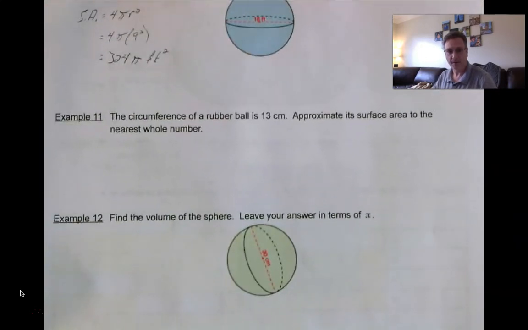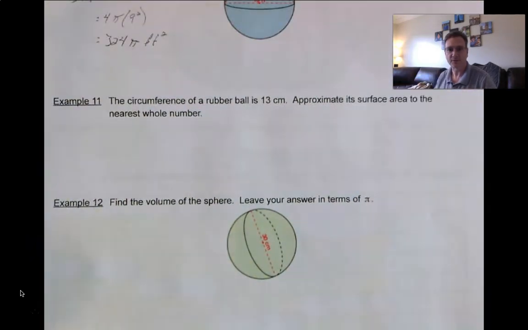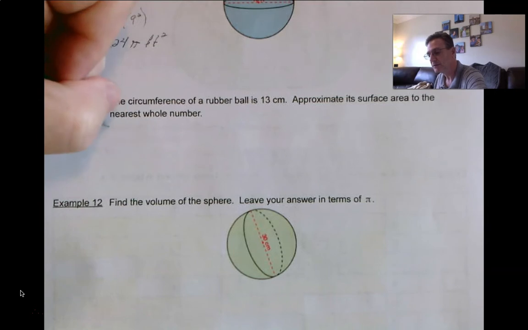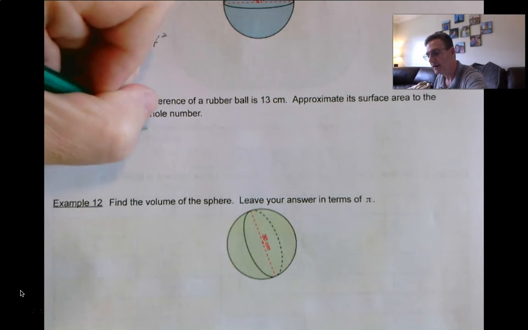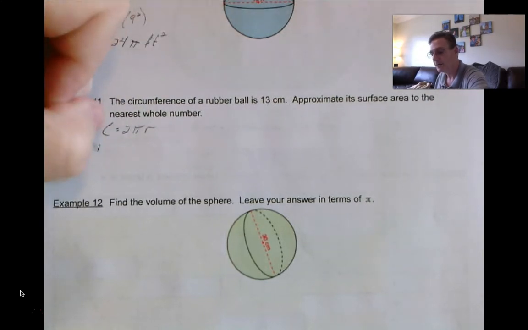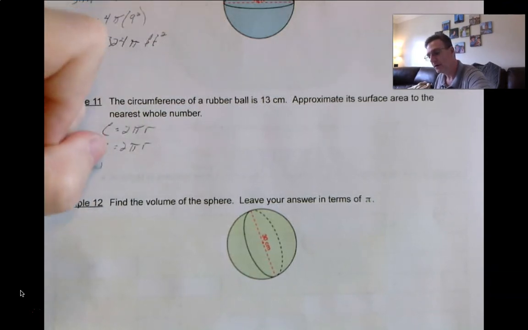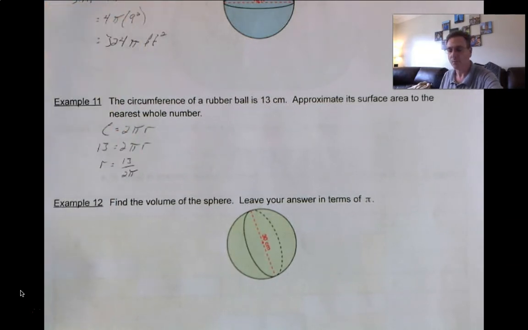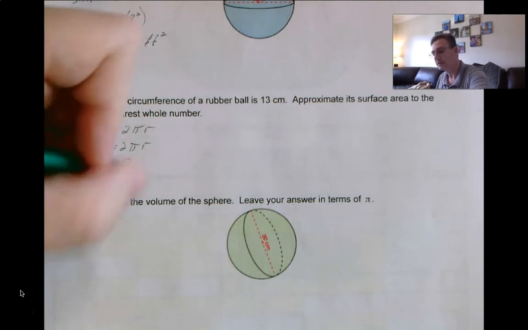Example 11. The circumference of a rubber ball is 13 centimeters. Approximate the surface area to the nearest whole number. So circumference equals 2 pi r. 13 equals 2 pi r. R is equal to 13 over 2 pi. Make sure that pi stays in the denominator and not up in the numerator by accident. This is centimeters.